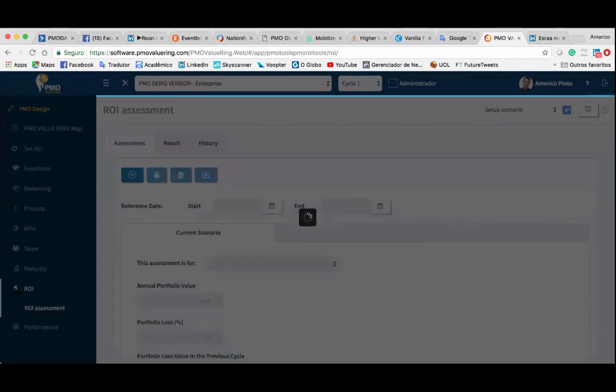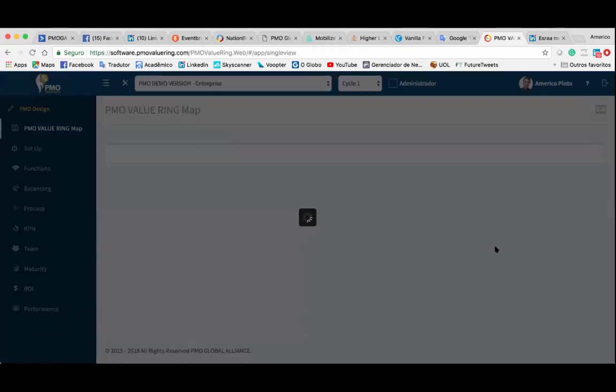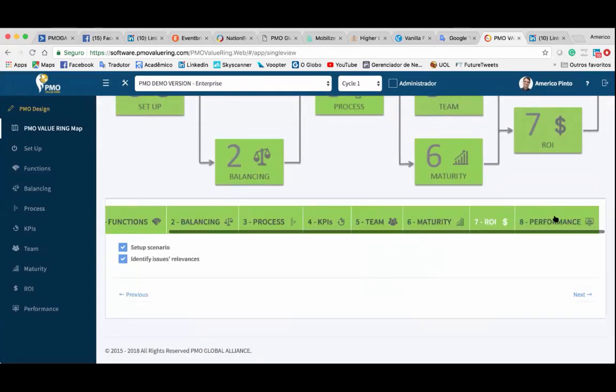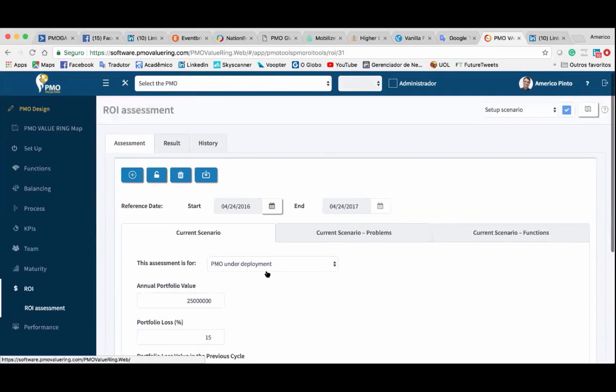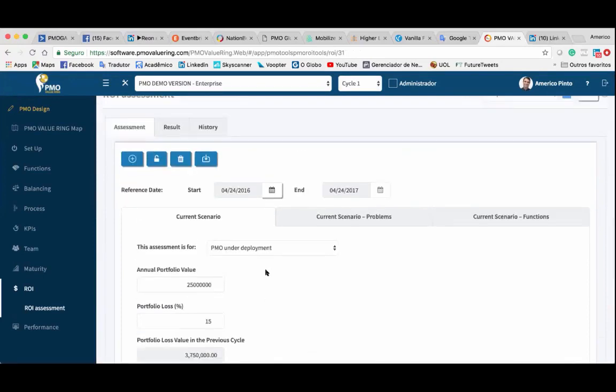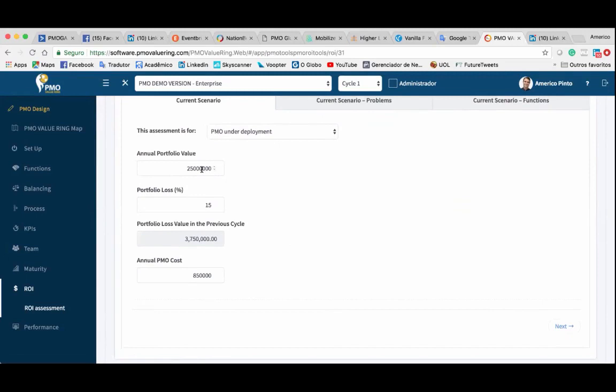So now we are in the last step. Oh, let me show you. We are in the step ROI. Not last, I'm sorry. The last is step number 8. Tomorrow we will talk about that. Step 7. And you can see here where you will create a new assessment, okay? You have to establish scenarios. So you will say your annual portfolio. You will inform your loss, it's an estimate. So there will be a calculation, right? And you have to inform your annual PMO cost, right?